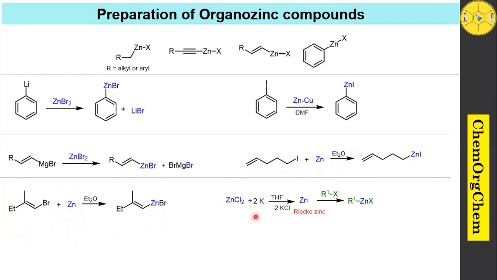Apart from this, there is another general method. When you take zinc chloride along with potassium, it readily undergoes a reduction reaction to produce the corresponding zinc(0) species. This one is called Rieke zinc, which then reacts with various organohalides to produce the corresponding organozinc compound.